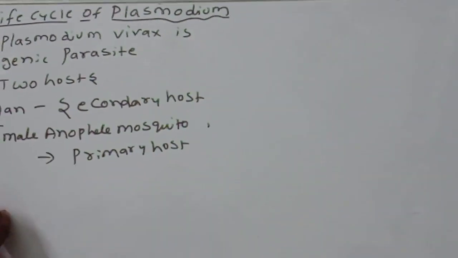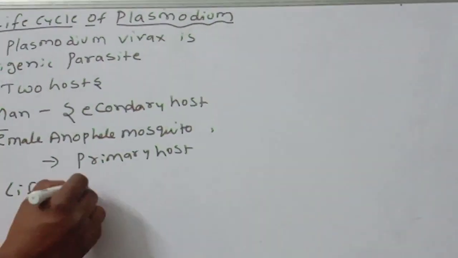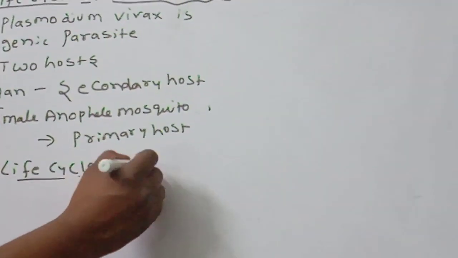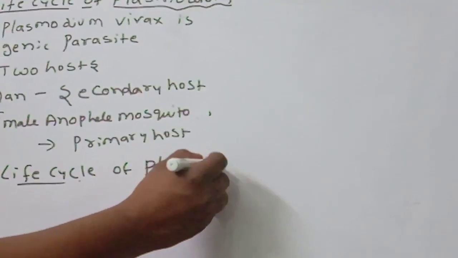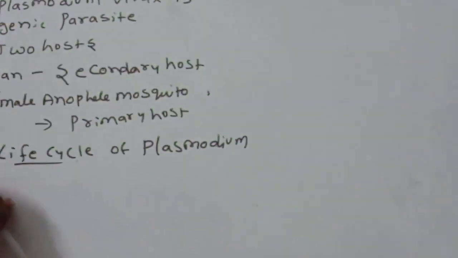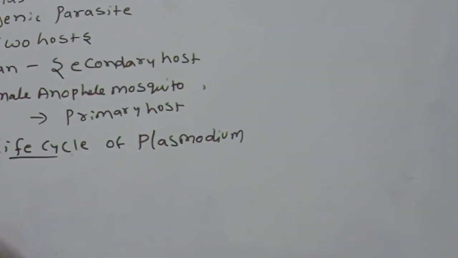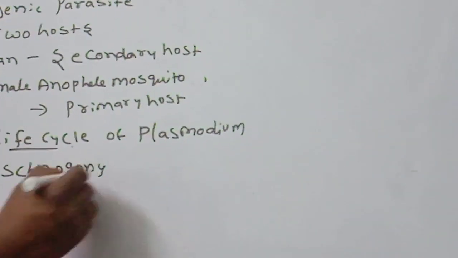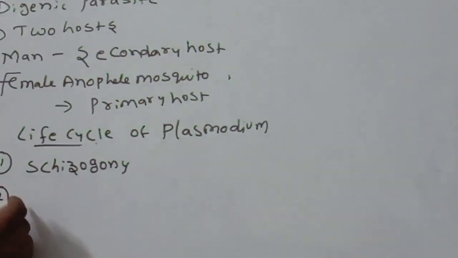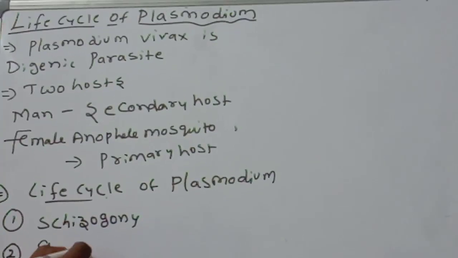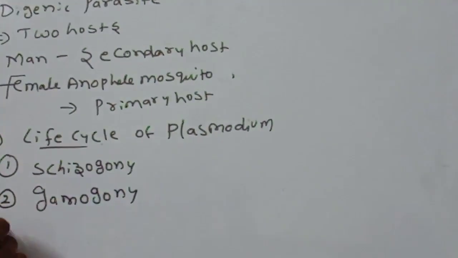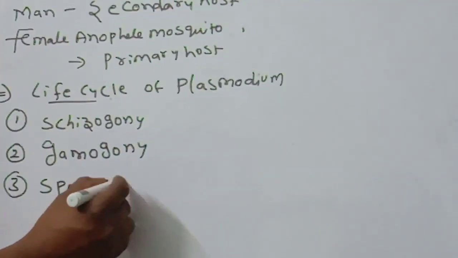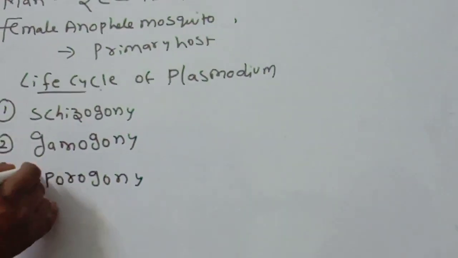Now, three phases of the life cycle. How many phases will be there in the life cycle of Plasmodium? The life cycle of Plasmodium has three phases. What are the three phases? Number one, zygogony. Number two, another important one, gamogony. Number three, sporogony. How many phases, children? Zygogony, gamogony, sporogony.